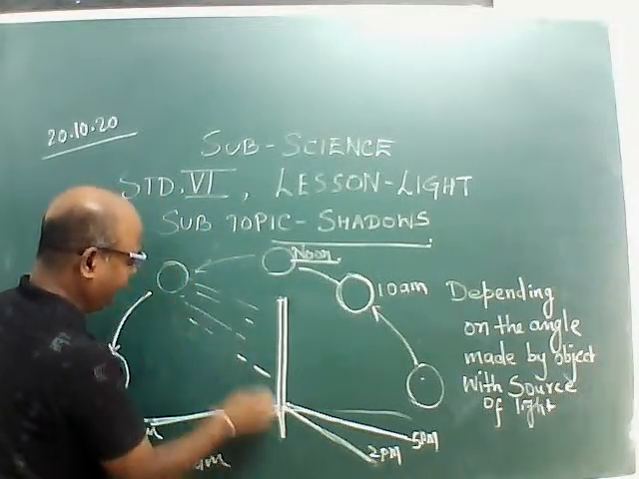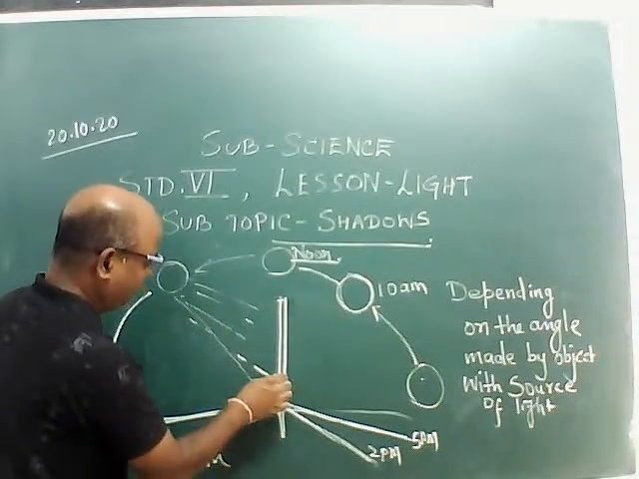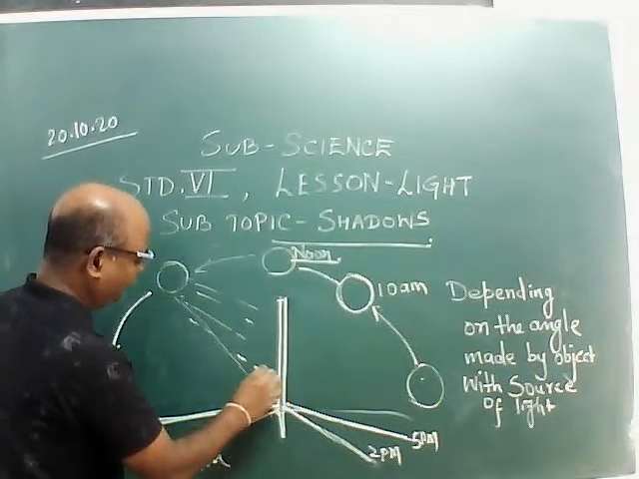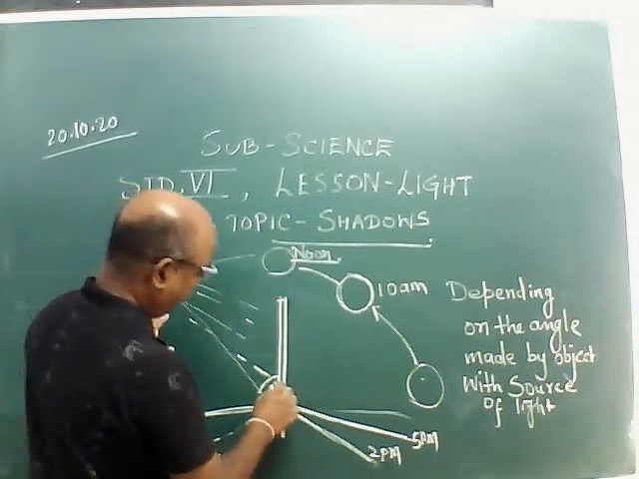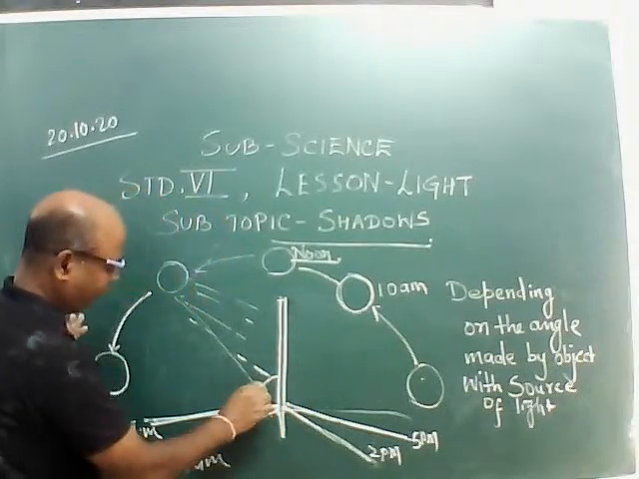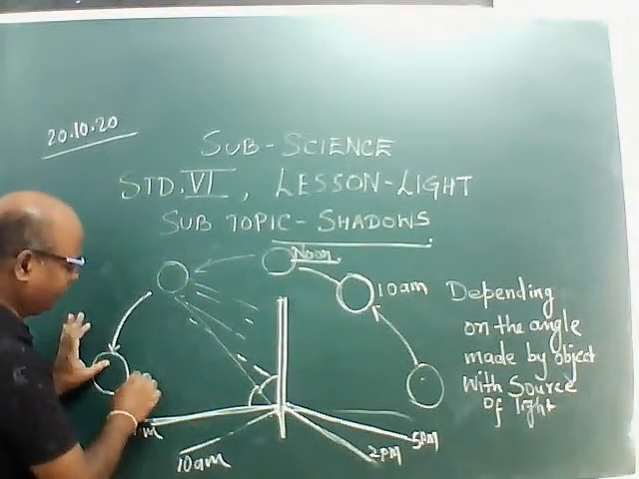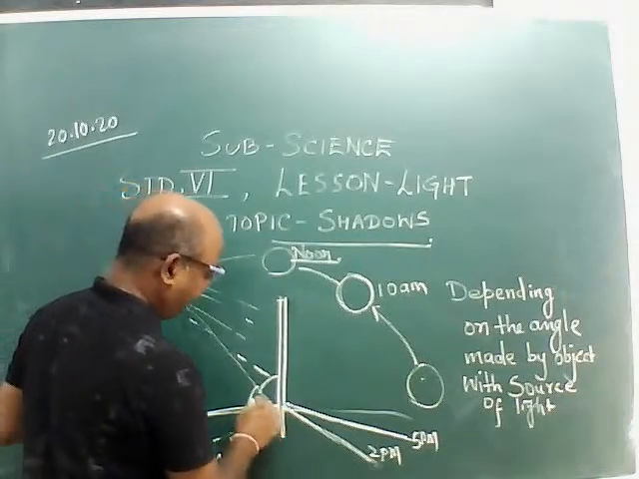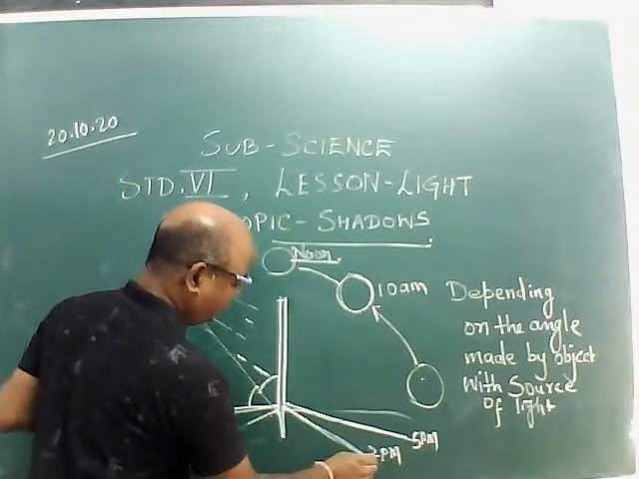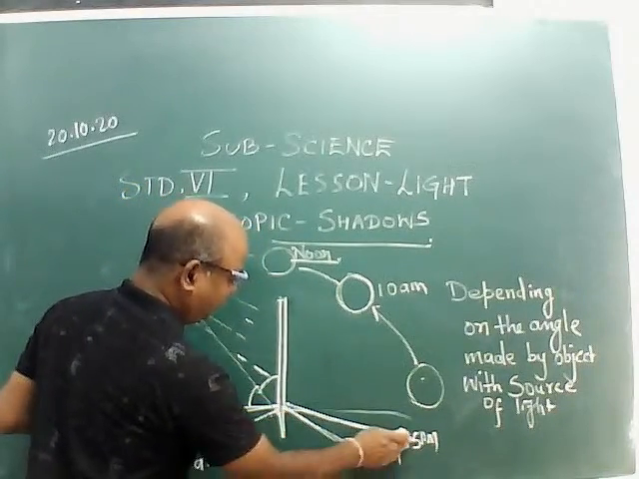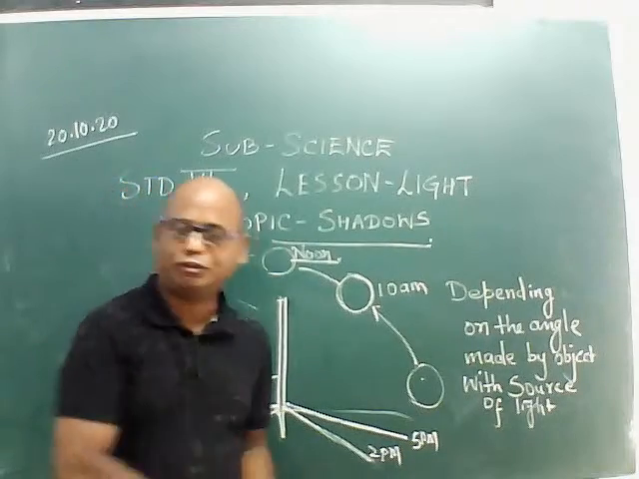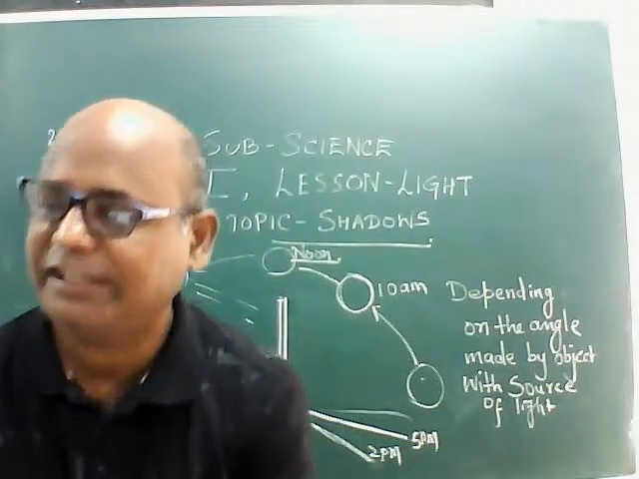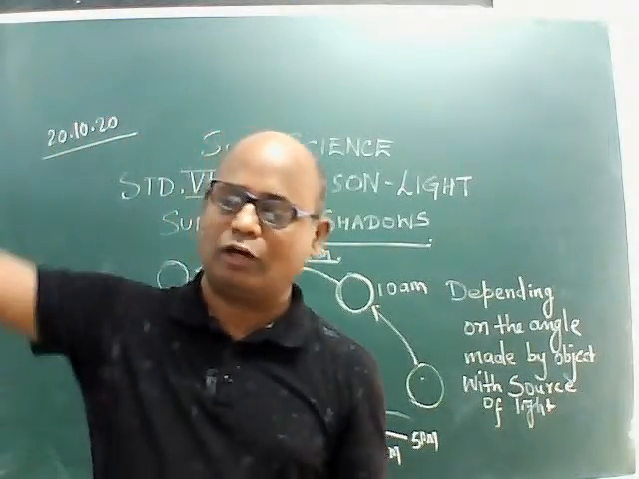Now here we will find it is making about 45 degrees. Then here again it is making more angle. So as the angle increases, we will find the shadow also increases. This you have to do outside, at home or outside.